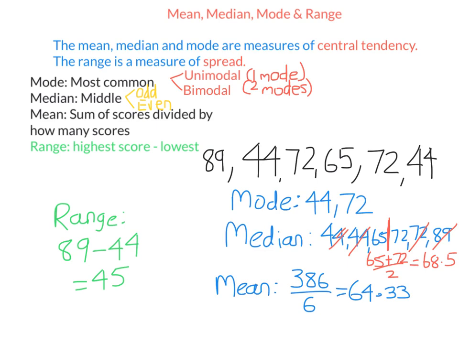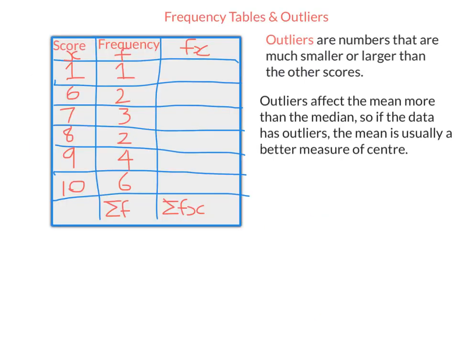So let's now look at some frequency tables. So this is what a frequency table looks like. You have a list of scores and their frequency, how many times they occurred.